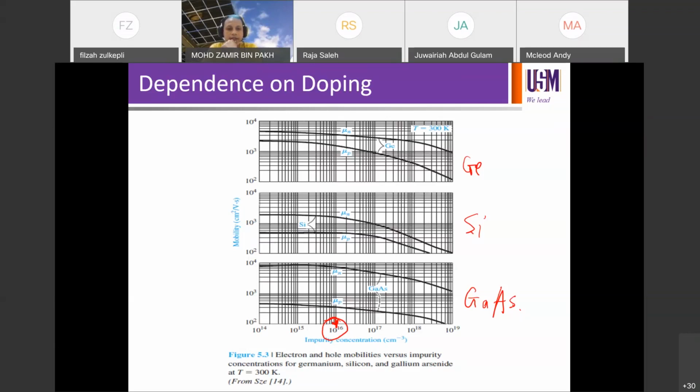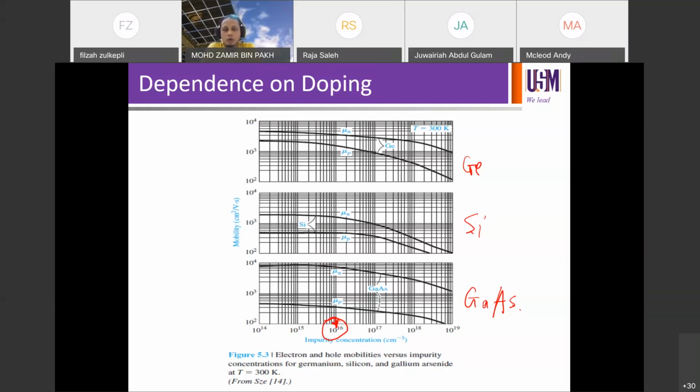For silicon, on the other hand, if you look at mu n at the same doping level, that's like low 10 to the 3. 1 point something to 2, 10 to the 3. Okay, how about germanium? Mu n is about 2, 3, maybe 3 times 10 to the 3. So silicon is the lowest, germanium is the second highest, and gallium arsenide is the highest one.